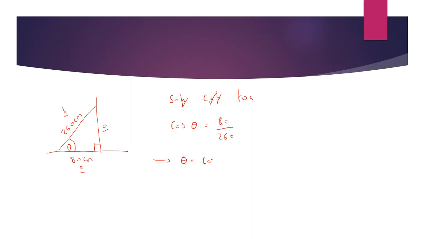Take the inverse cosine of 80 over 260. So shift then cos, and then 80 over 260. And you get that theta is 72.08 degrees to 2 dp.